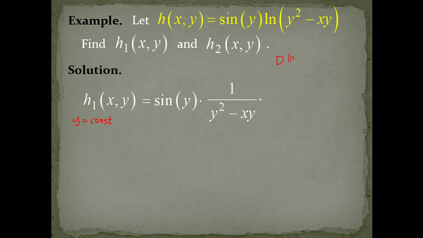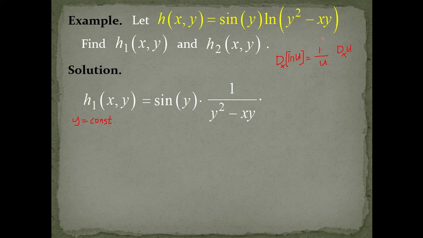So the derivative of ln u with respect to x, this is u. If we have this formula, the derivative of ln u with respect to x is equal to 1 over u times the derivative of u with respect to x. So we are using this formula.